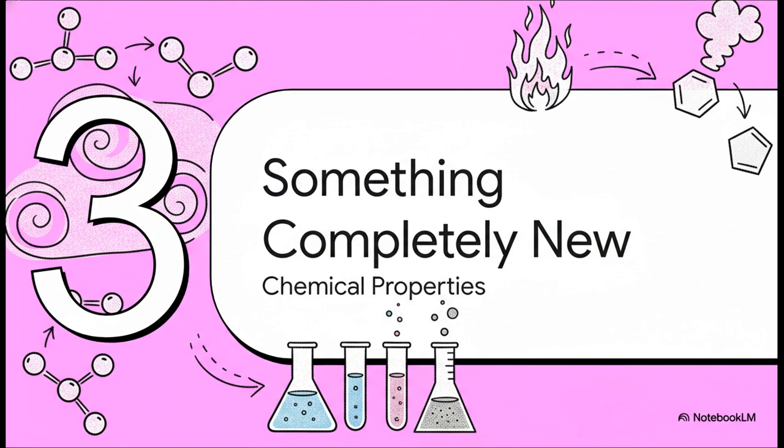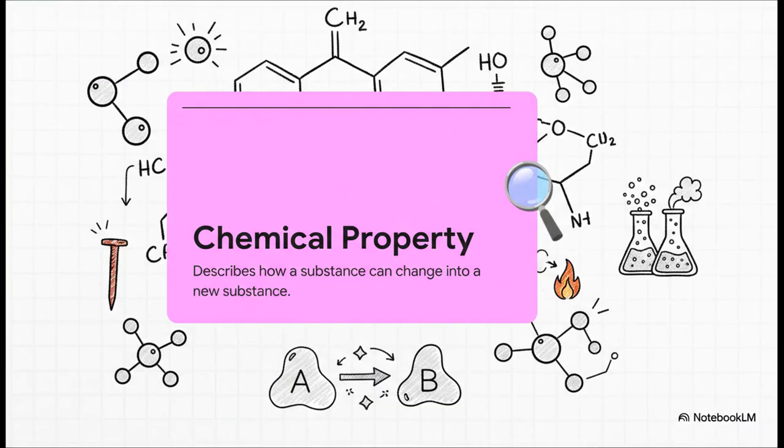Now let's get into the really transformative stuff. Chemical properties. They aren't just about what a substance is right now. They're all about its potential, about what it could become. And that is the critical difference. A chemical property describes a substance's ability to completely rearrange its atoms and become something entirely new. We're talking about a total transformation.